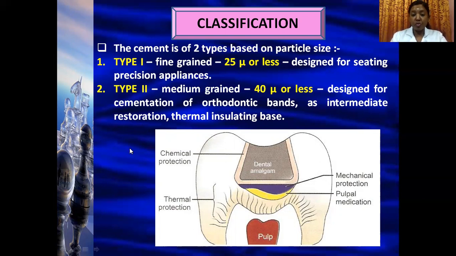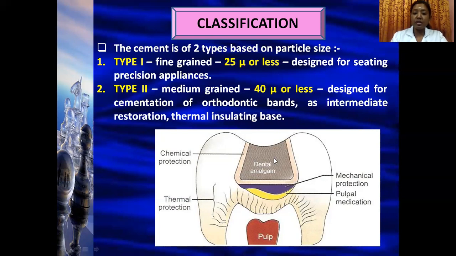Type 2 restorative zinc phosphate is mainly used as a thermal insulating base underneath your amalgam. It can also be used for cementation of orthodontic bands, and it can also be used as a temporary or an intermediate restoration. So if you see this picture here, zinc phosphate, when it's used as a thermal insulating base, it mainly gives protection to the pulp, it gives all 4 types of protection to the pulp.